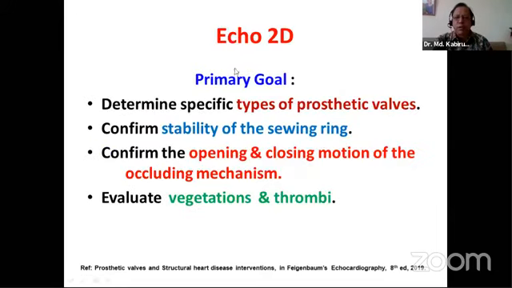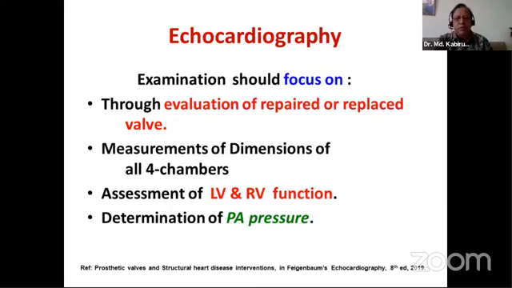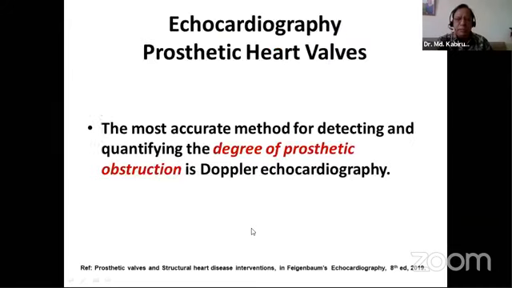So the primary goal of echo by 2D echocardiography, we have to determine the specific type of the prosthetic valve, confirm the stability of the sewing ring, confirm the opening and closing motion of the occluding mechanism, and evaluate vegetations and thrombi. You should focus on thorough evaluation of the repaired or replaced valve, measurements of dimensions of all 4 chambers, and obviously you have to assess the left ventricular and right ventricular systolic and diastolic function, and determine the pulmonary pressure.